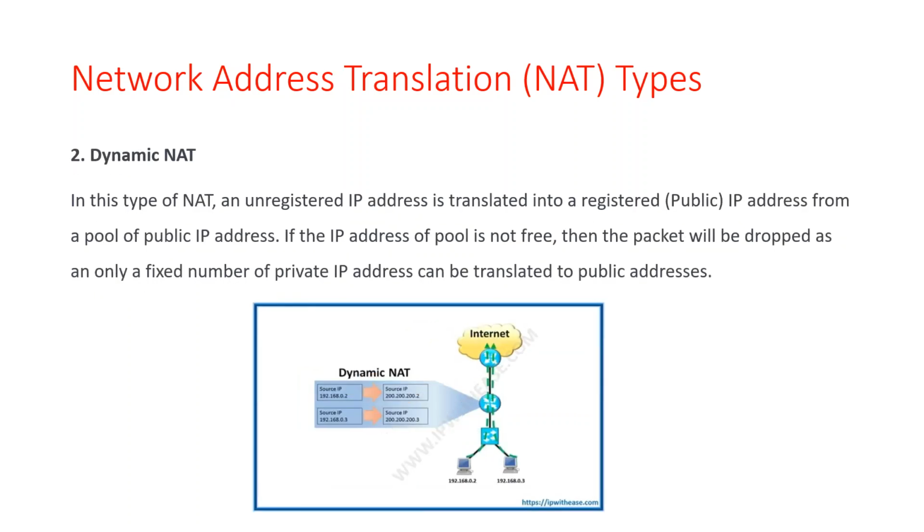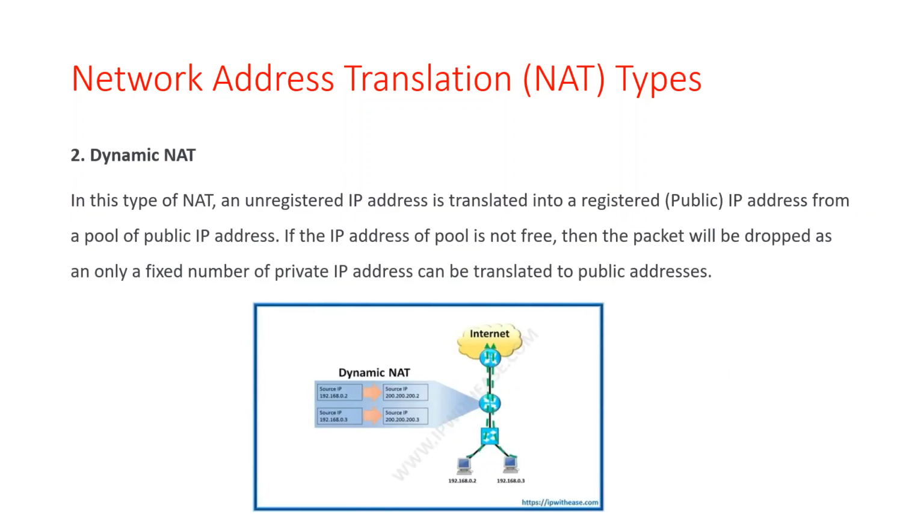The second type of NAT is dynamic NAT. In this type of NAT, an unregistered IP address is translated into a registered public IP address from a pool of public IP addresses. If no IP address in the pool is free, then the packet will be dropped, as only a fixed number of private IP addresses can be translated to public addresses.